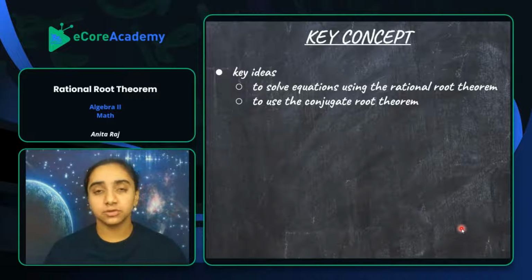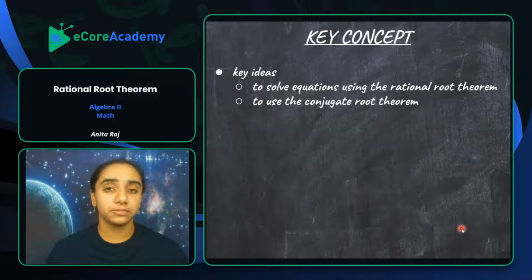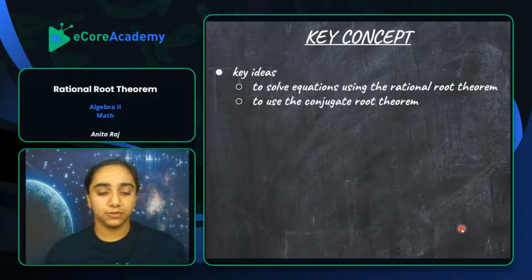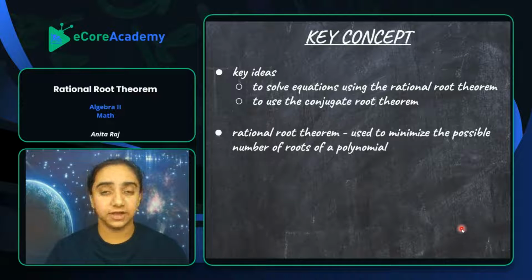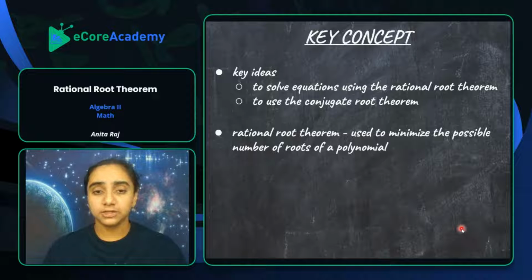In the next lesson, we'll talk more about what the conjugate root theorem is and how we can use that to also solve for a polynomial's roots, x-intercepts, or solutions, whatever you want to call them. Let's talk about what the rational root theorem is, simplified. It is used to minimize the possible number of roots of a polynomial. So what does that mean?